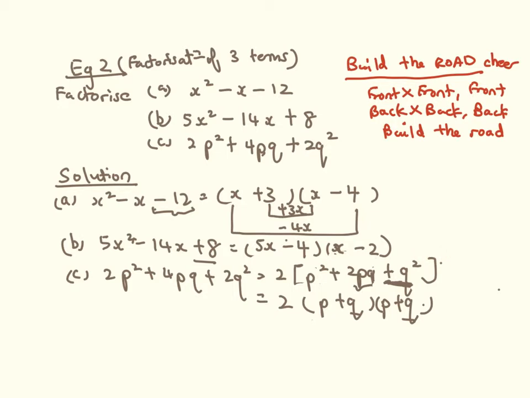Then we do build the road and check. P times plus q will give you plus pq. And then the center term, plus q times p will give you plus pq. So adding both of them together, plus pq plus pq, you get the center term plus 2pq. So I'm right.